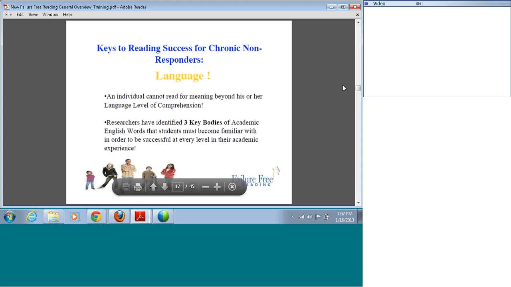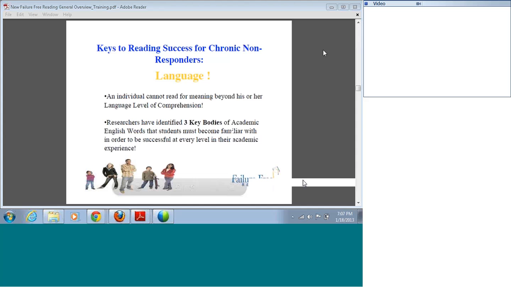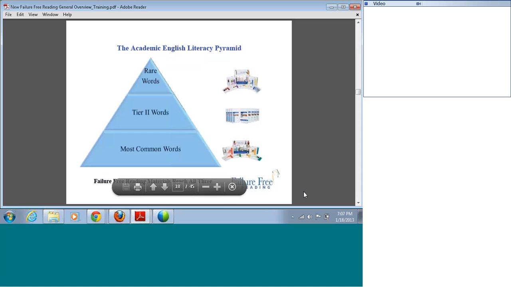So researchers have identified 3 key bodies of academic English words that students must become familiar with in order to be successful at every level in their academic experience. And those words are rare words, tier 2 words, and most common words.